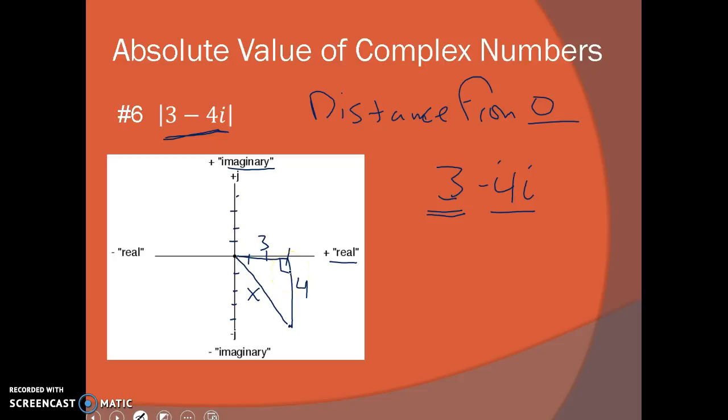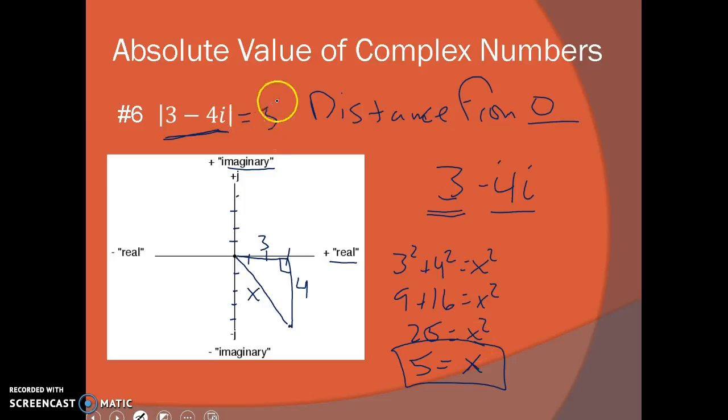If you remember the Pythagorean theorem, we know that 3 squared plus 4 squared equals x squared. So that's 9 plus 16 equals x squared. 9 plus 16 is 25 equals x squared. And if I take the square root of both sides, x is 5, which means the absolute value of 3 minus 4i is 5, because it's 5 units away from 0.